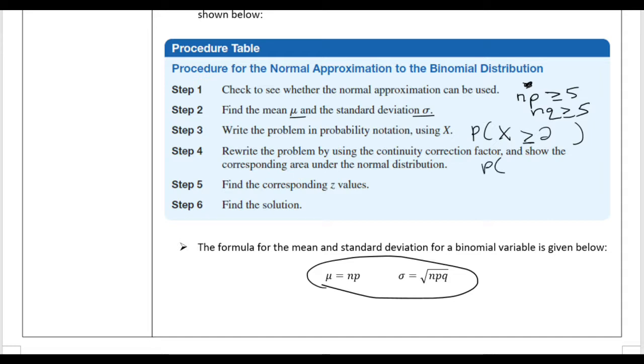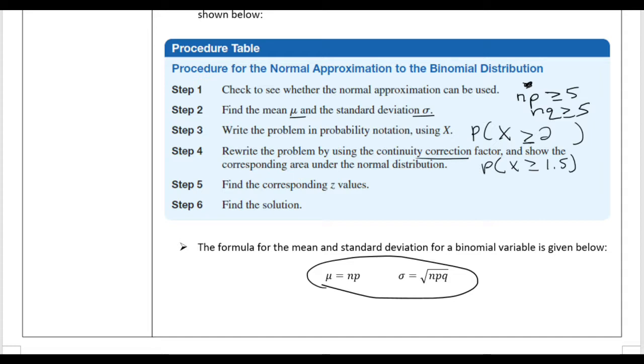So in this case, you're going to correct for it. And in this case, it's going to be greater than or equal to. Since you want greater than 2, you're going to correct for that and do 1.5, for example. All right? And that will be using continuity correction.